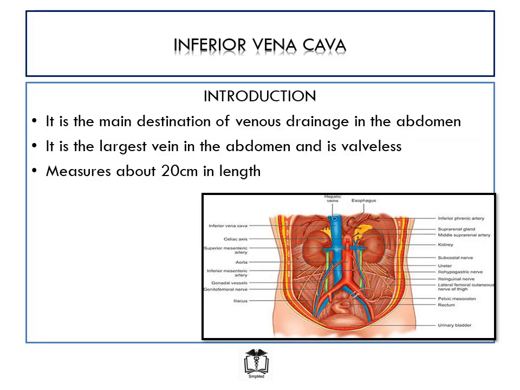The next major structure to talk about in this particular model will be the inferior vena cava. This is the largest venous structure found within the abdomen. It's involved in the drainage of venous blood within the abdomen. It's the main destination of venous blood drainage in the abdomen. It is a valveless vein and measures about 20 centimeters in length. We'll talk about everything we need to know about the inferior vena cava in terms of its origin, its course, and then its termination.